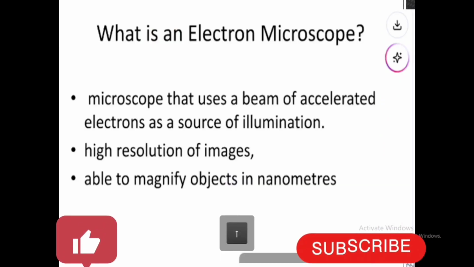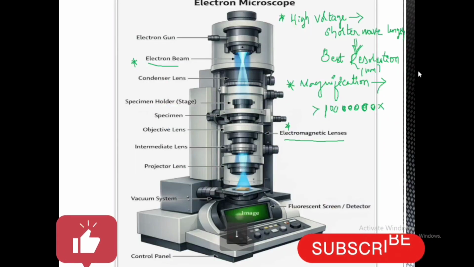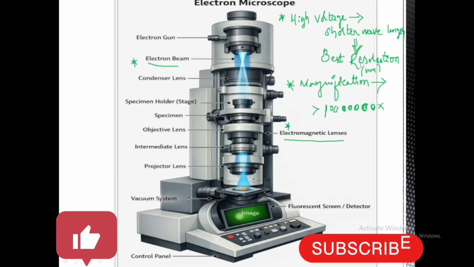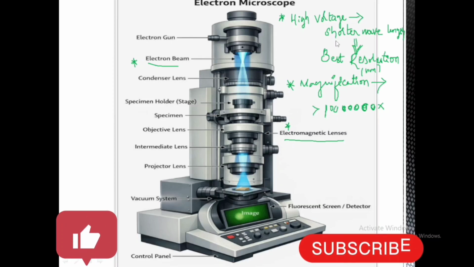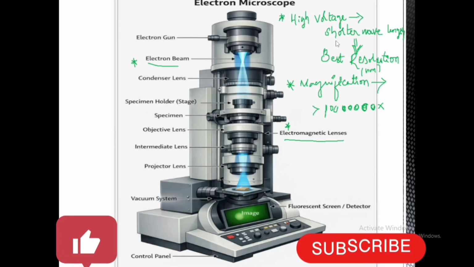Whereas in the electron microscope, we can see the best resolution of the image. Why? Because high voltage electrons give a shorter wavelength, and a shorter wavelength gives the best resolution of the image. The electrons wavelength is mostly 0.1 nanometer to 0.2 nanometer. Even nanometer-thickness images we can watch clearly through the electron microscope.